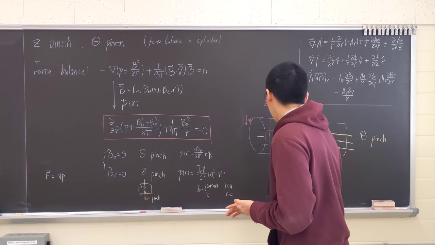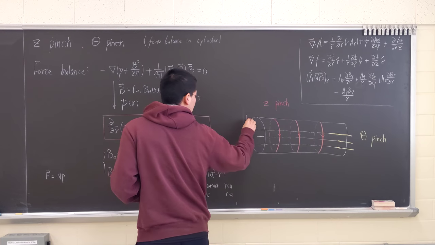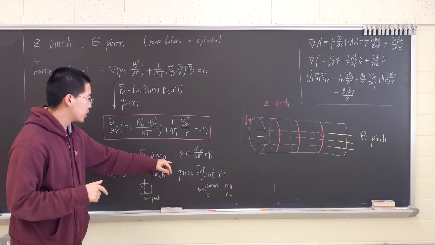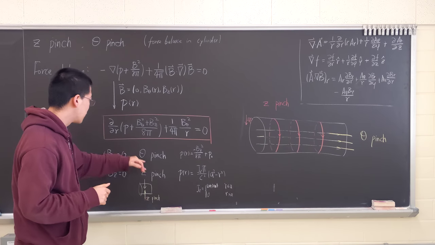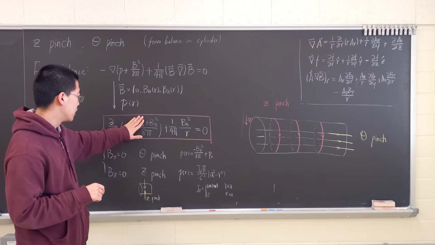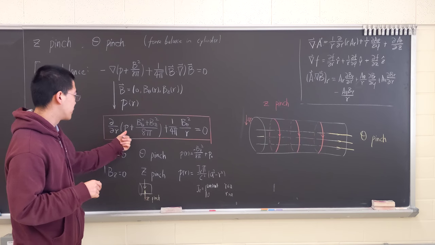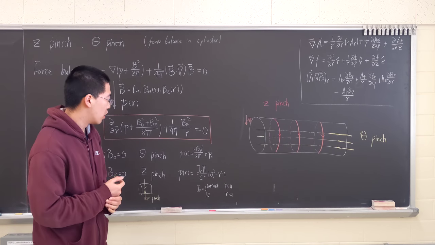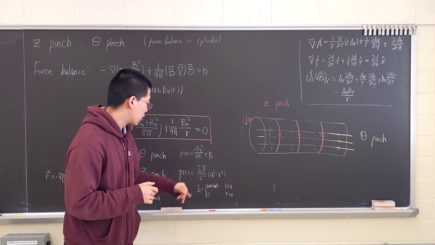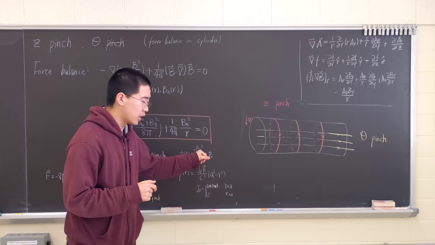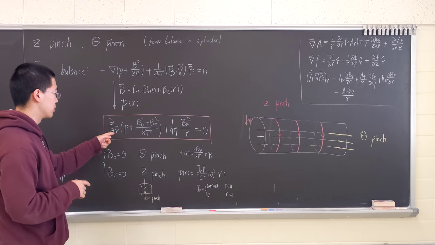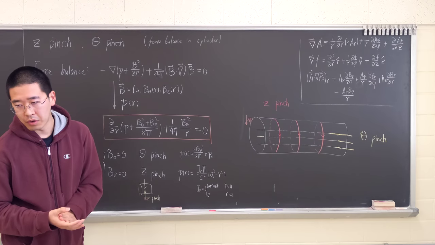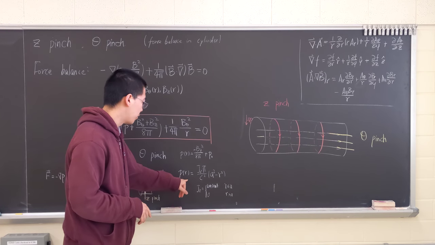So if we go through the math for the theta pinch, which is graphically trivial, this is zero, so then we have p equals negative B z squared over 8 pi, plus p naught, which is a free parameter because we do the integral. Z pinch is relatively involved. I will make a separate video of that.